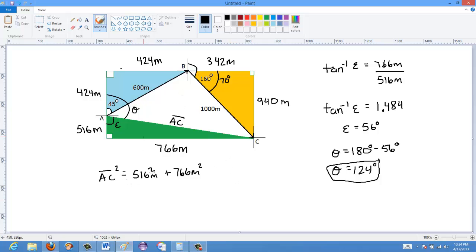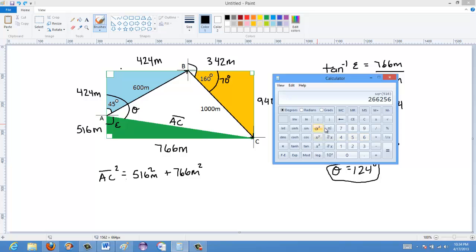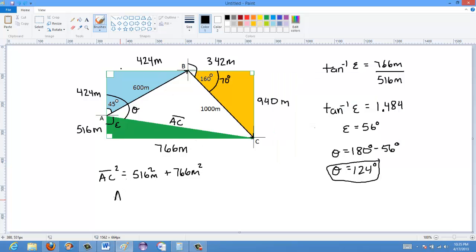Okay, and let's go to the calculator again. So 516 squared plus 766 squared is equal to that, and I want to find the square root of everything. So the square root of that is 923.6. Okay, so AC then is equal to 923.6 meters. So finally, the person, if they wanted to walk directly from A to C, would have to travel 923.6 meters on a bearing of 124 degrees.